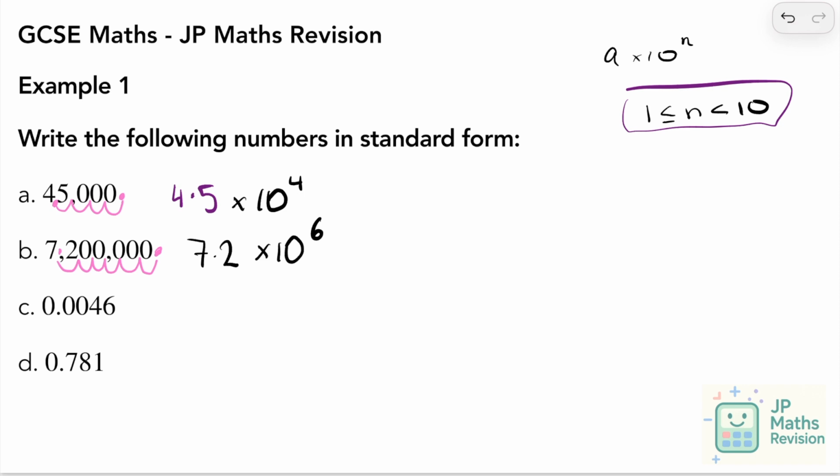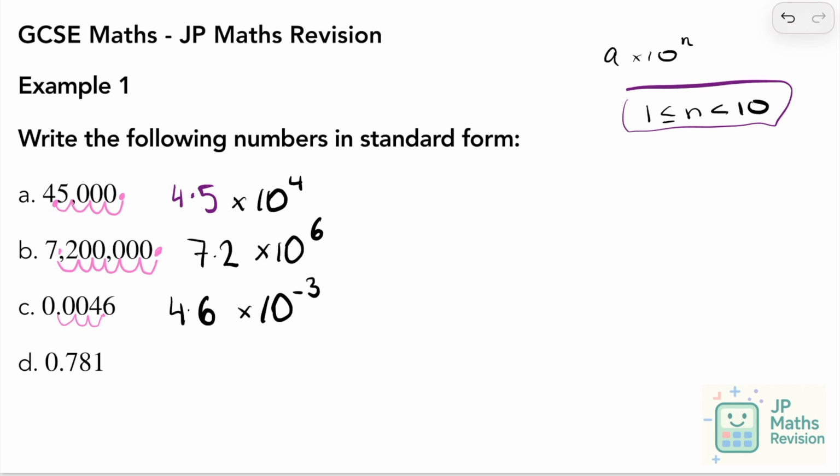This question here, so 0.0046, so again, we have to follow the same rule. The number has to be between 1 and 10. So to get my number between 1 and 10 this time, I'm going to put the decimal place between the 4 and the 6. So we have 4.6. But this time it's been moved in the opposite direction. So it's been moved 1, 2, 3 spaces, but it's been moved 3 spaces to the right instead this time. So instead of writing it times 10 to the power of 3, I'm going to write it as 10 to the power of minus 3.